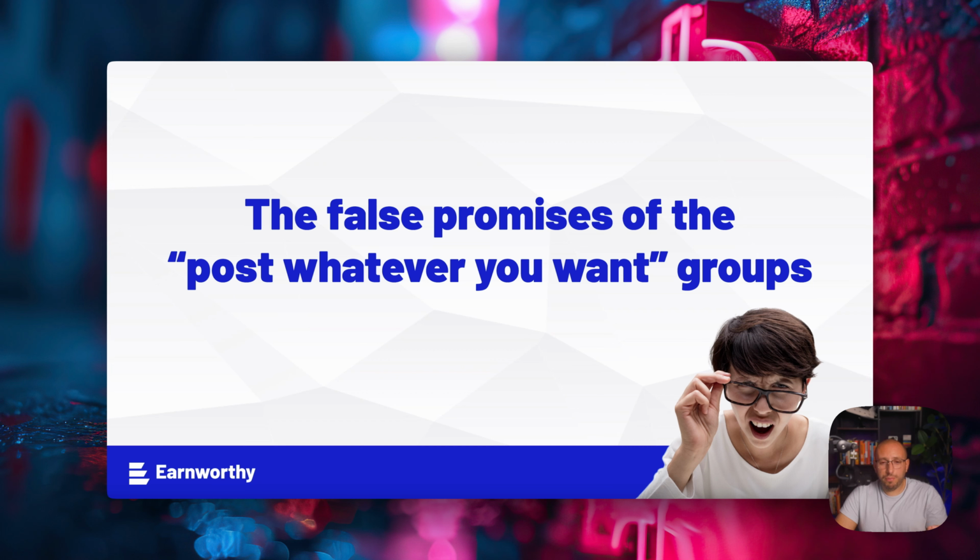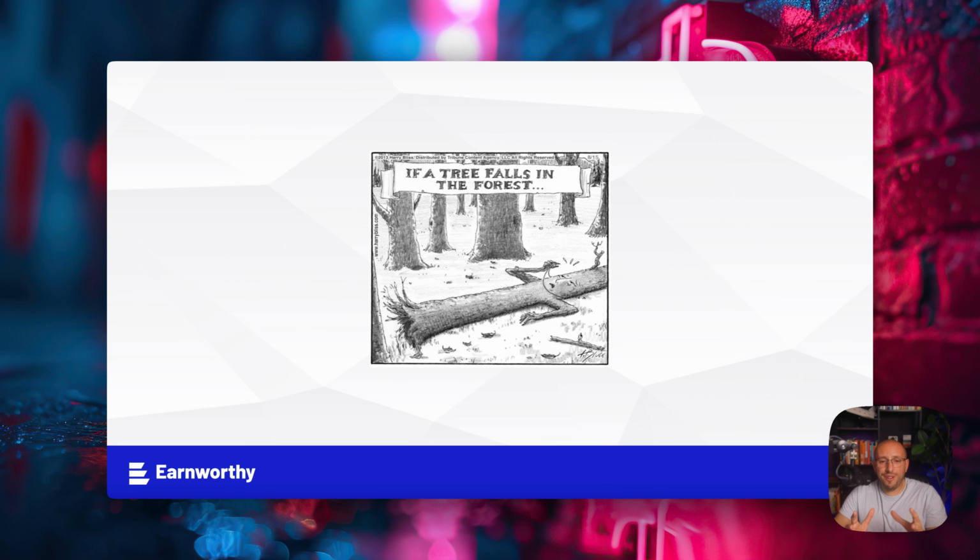But this is actually a false promise, because you may have heard the expression, if a tree falls in the forest and nobody's around to hear it, did it make a sound? Well, it's the same thing with these groups where you can post anything. If you're able to post anything and they're getting hundreds of these low quality posts every single day, Facebook is suppressing a lot of that, if not all of it, from showing up in the feed, and therefore nobody's really seeing it. So does it really matter that it was even posted in the first place?